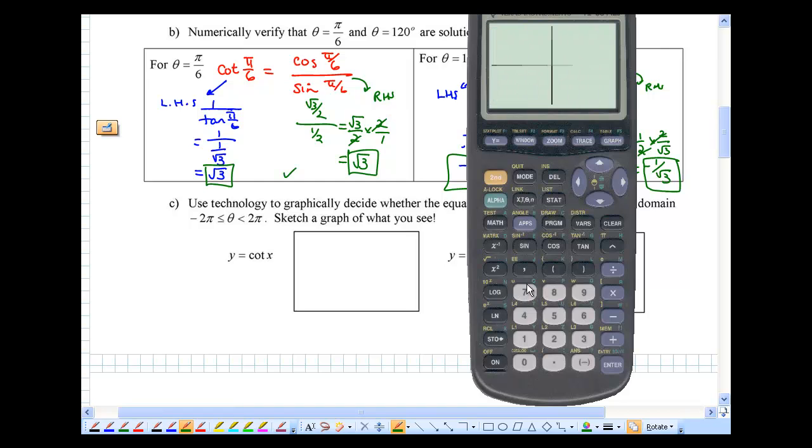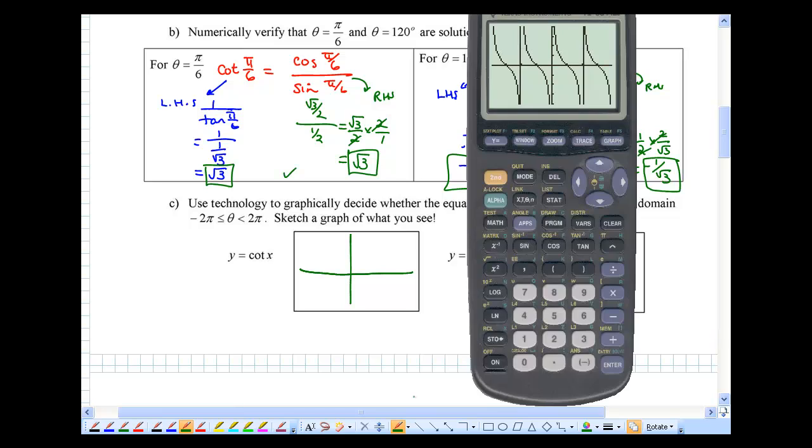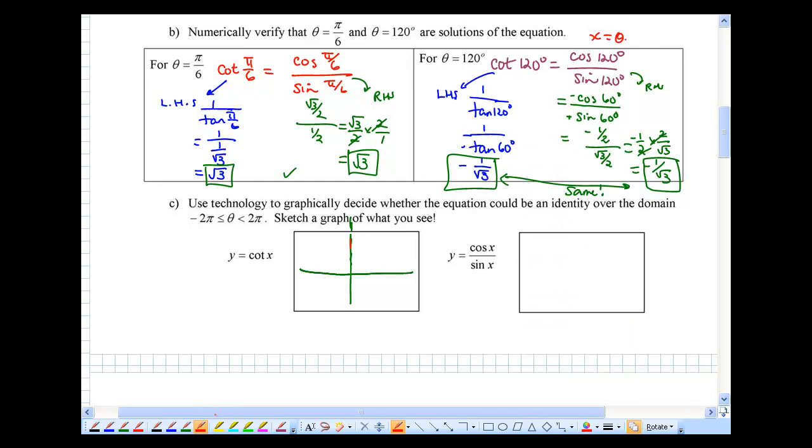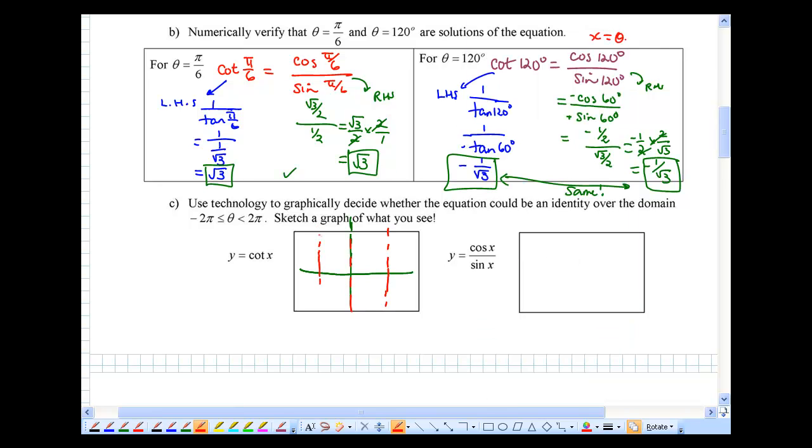I guess I'm going to zoom trig, I believe. Zoom trig. That goes from negative 2 pi to 2 pi. And there's my graph. So I'm going to sketch this here. Okay, so, and then what do I see? Oh, a whole bunch of asymptotes. Let's see, there's one right here. I'll use red for the asymptote. Another one here. 1, 2, 3. And then the graph goes like this. Okay, that's what I see for cotangent x.